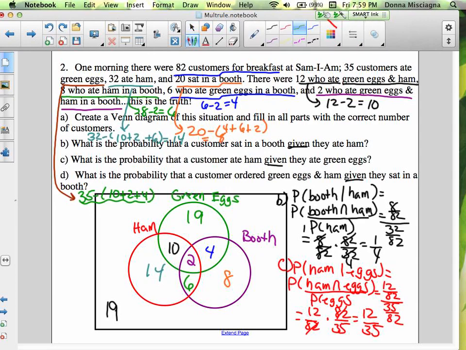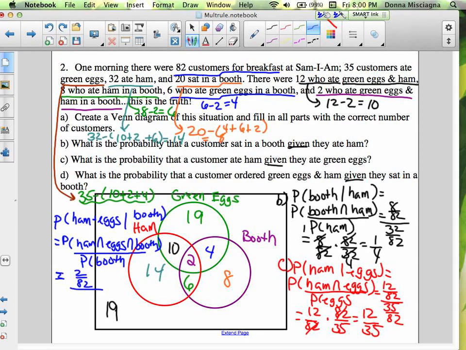And now our last one. I'll write in blue. There's not that much blue up here. Is D, the probability that a customer ordered ham and eggs given they sat in a booth. All right, so it's the probability of all three. So it's ham and eggs given booth. So that's going to be the probability of ham, eggs, and booth, all three things, divided by the probability of booth. Right, so there were only 2 people, the one that intersected all 3, out of the 82 who did all of those things. And the probability for booth, that was 20 out of 82.